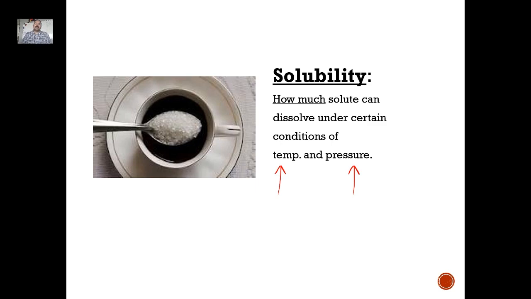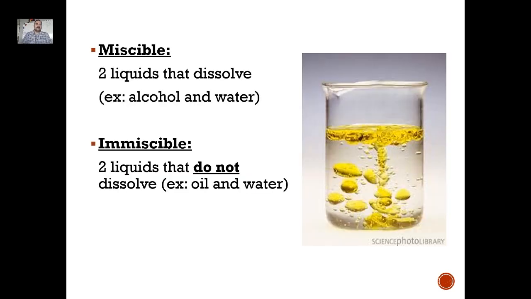All right, next up, we have 2 more definitions. First one is going to be miscible. Miscible means that these 2 liquids will dissolve into each other. An example of that's going to be alcohol and water. When you dissolve alcohol and water together, you can't see the alcohol, you can't see the water because they become one thing. So that's considered miscible.